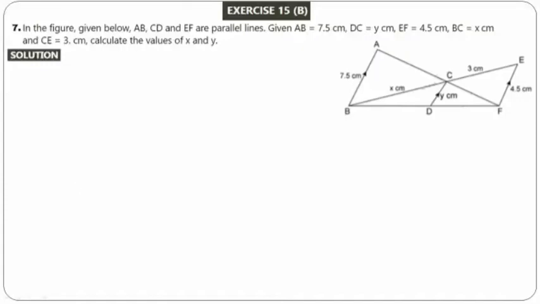Welcome dear students. So in the last class we started exercise 15b, where we were learning about BPT, the basic proportionality theorem.